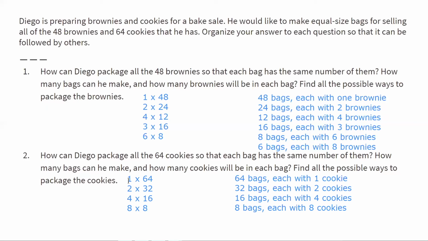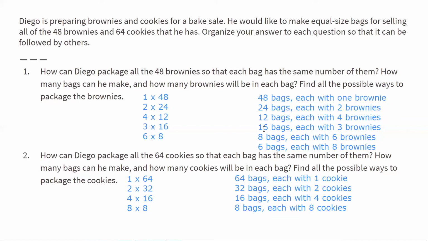So that's when we want to look at our factors that we have listed for the 48 brownies and the 64 cookies and see what they have in common. Well, they both have 1, 2, 4, 8, and 16. And when you look at the possible combinations here, each one has a combination with 16 bags. So Diego could possibly make 16 bags, each with 3 brownies and 4 cookies in it, and sell that at the bake sale.